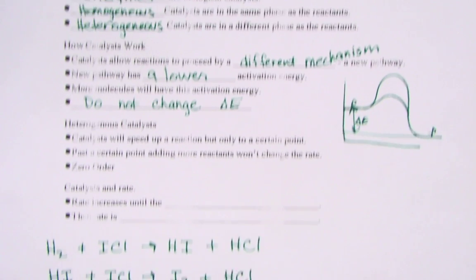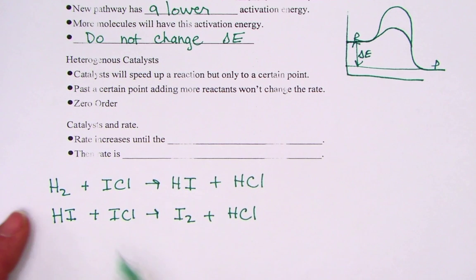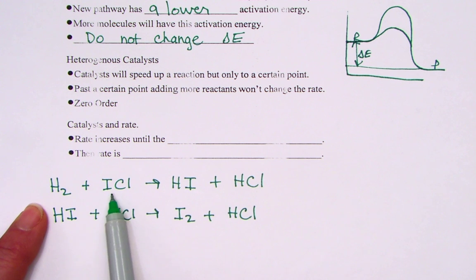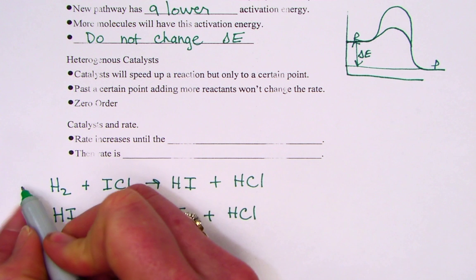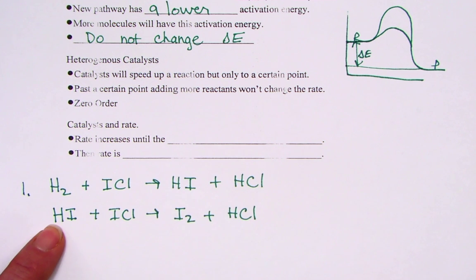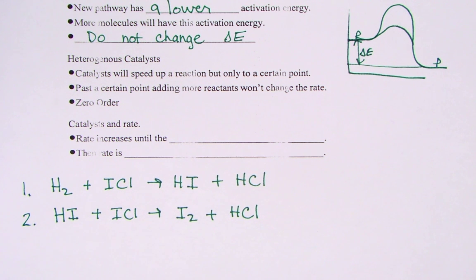Let's take a look at an example that I've written. I have H2 plus ICl makes HI plus HCl. I'll call that step 1. Step 2, and these are elementary reactions: HI plus ICl gives me I2 plus HCl. If this is a proposed mechanism, two multi-step elementary reactions, let's write a balanced equation for the overall reaction.